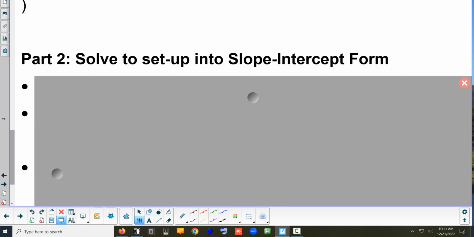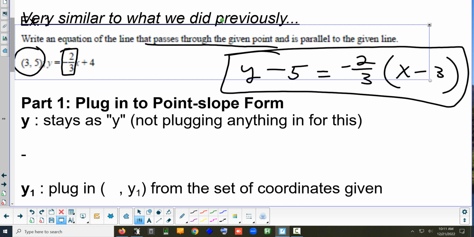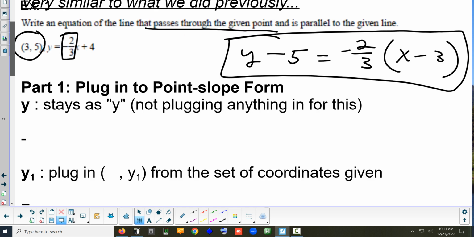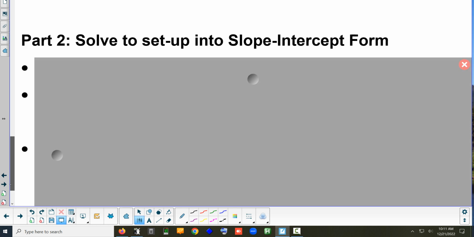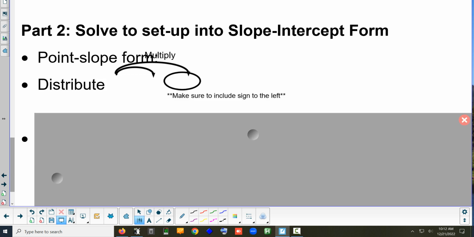So now, sometimes what they might ask you to do is then change the answer that you just got into slope intercept. Okay, that's point slope. Does anybody remember the first step we would do on the right side to change that into slope intercept? Yep, we would distribute. And for people that were here yesterday, you guys have already done this.